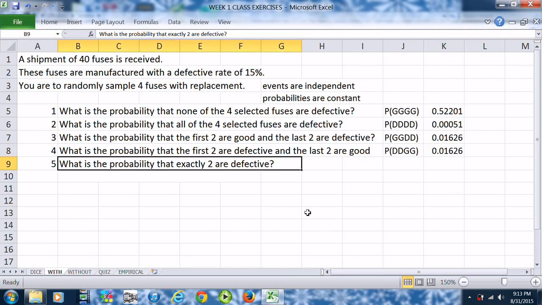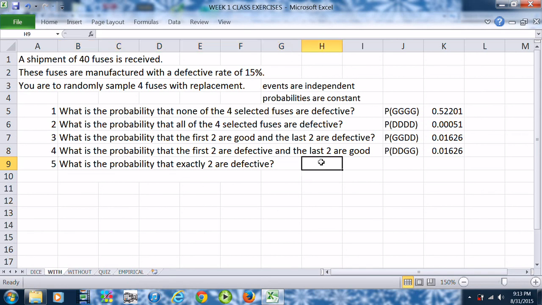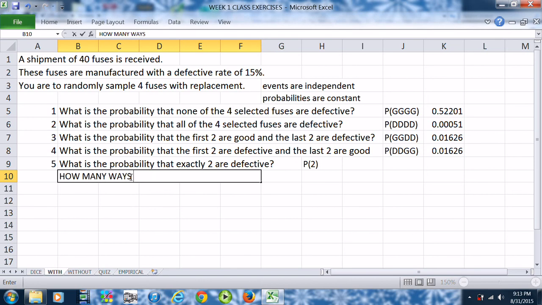Now, what is the probability that exactly 2 are defective? Notice that exactly 2, that we could write here the probability that x equals 2, or I'll just say the probability of 2 defectives. That could be the first 2 defective, or the last 2 defective, or maybe even the middle 2 defective, or the first and third, or second and fourth, or last. There are several ways for this to happen. So what we need to know is how many ways to get exactly 2 defective.